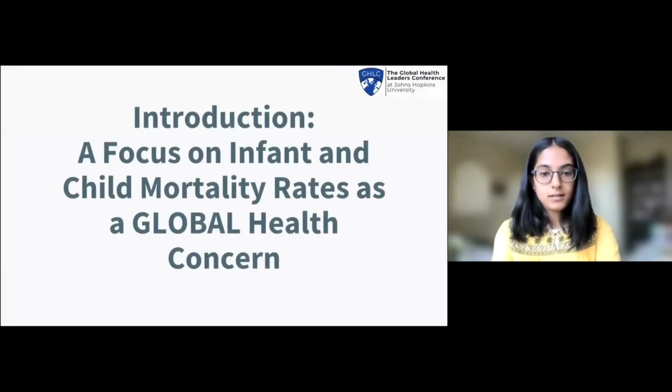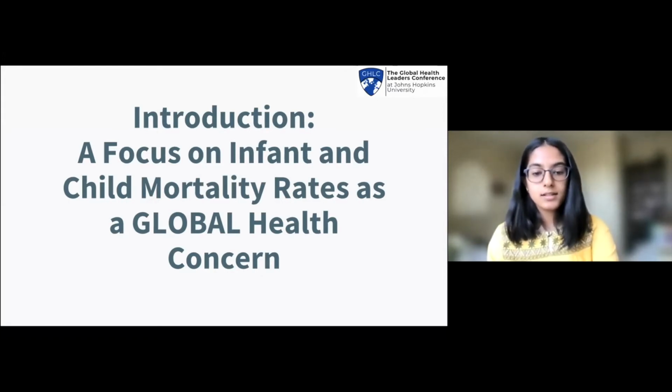All right, so introduction: a focus on infant and child mortality rates as a global health concern. Despite the impressive improvements towards lowering infant and child mortality rates in recent decades, daunting social inequalities still persist. Focusing on infant and child mortality as a global health problem lets us address these stark inequalities in who gets to be healthy, which is far too often dictated by wealth, status, or nationality.